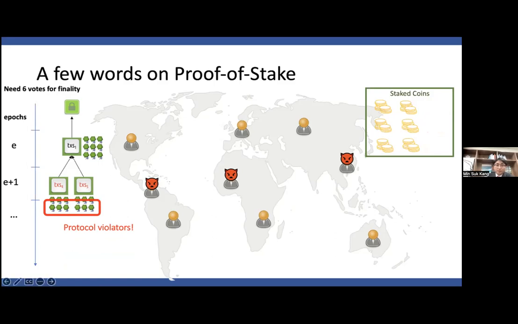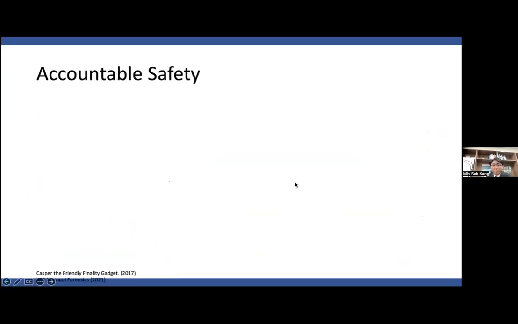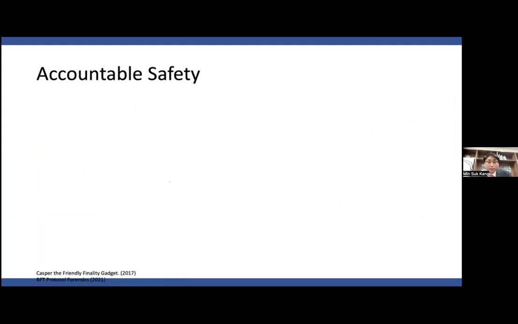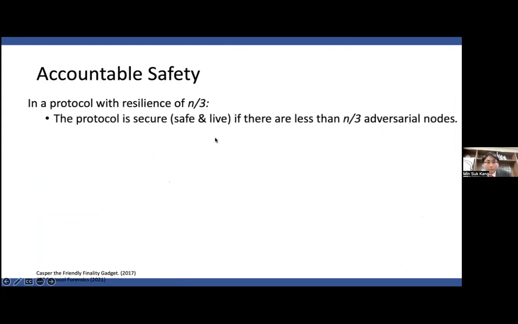So this is a simple illustration that shows that proof of stake not only works well and guarantees the safety of the system, but also it holds the violators accountable for their own actions. So this is called the accountable safety. It provides safety, but it is better than that.